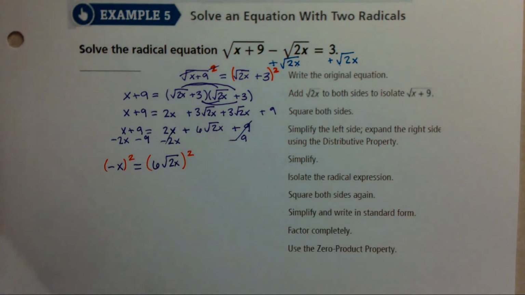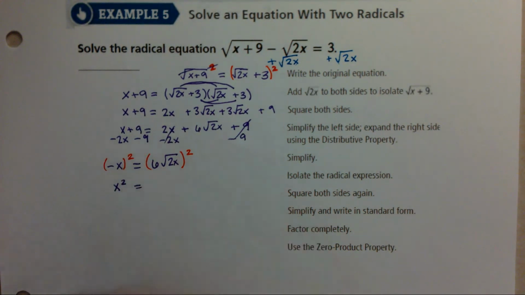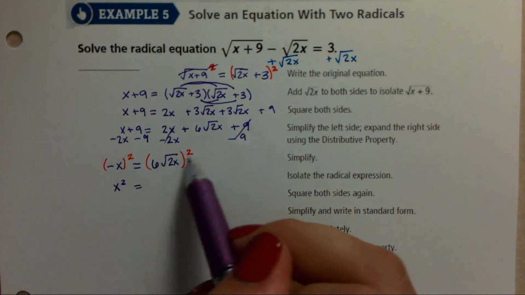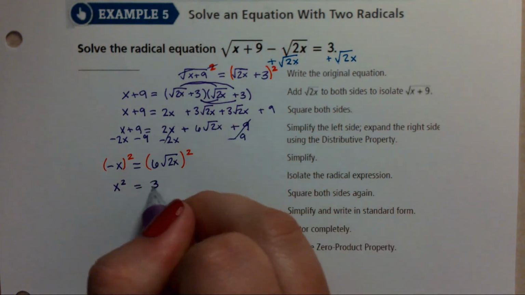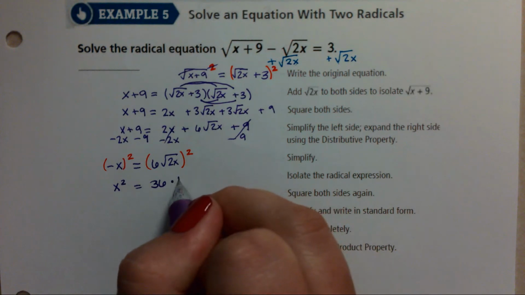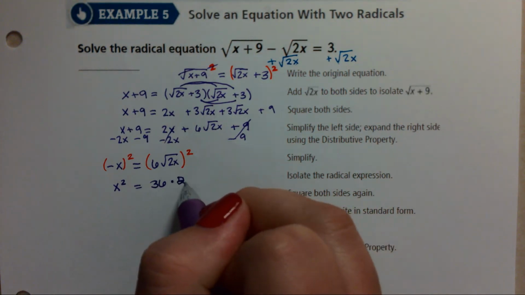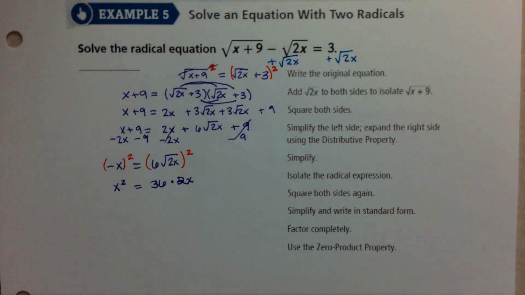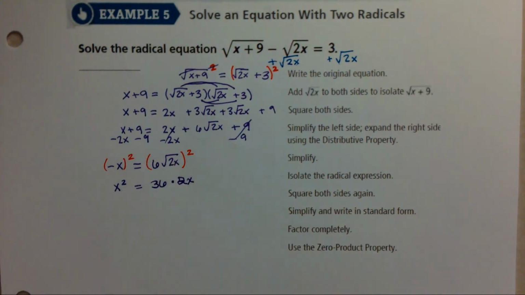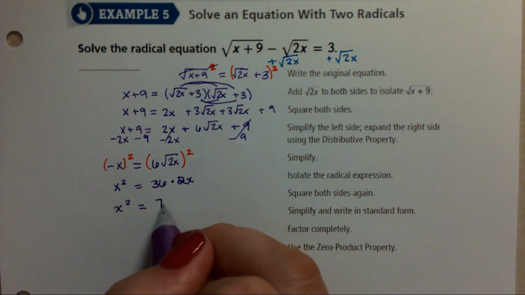And so negative x times negative x is x squared. 6 squared is 36. Square root of 2x squared is 2x. Sorry, that's going to be 2x. I was going to say 4x, but it's 2x, because the square root and square cancel each other out. So we get x squared equals 36 times 2x, which is 72x.